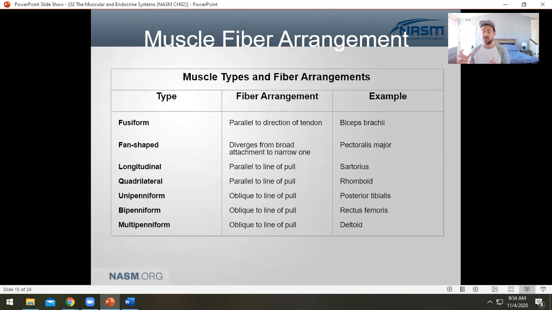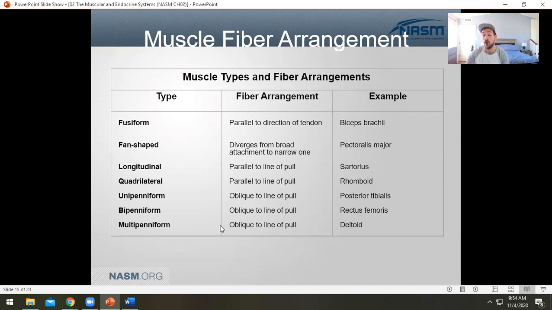Unipeniform, right? That's going to be oblique. That's going to be on the outside of a line of pull, so that usually causes rotational movements like this. Bipeniform, which is your classic, this is exactly what you're thinking of when you think of a muscle, right? Just running from end to end and pulling. Your quads are an example of that.